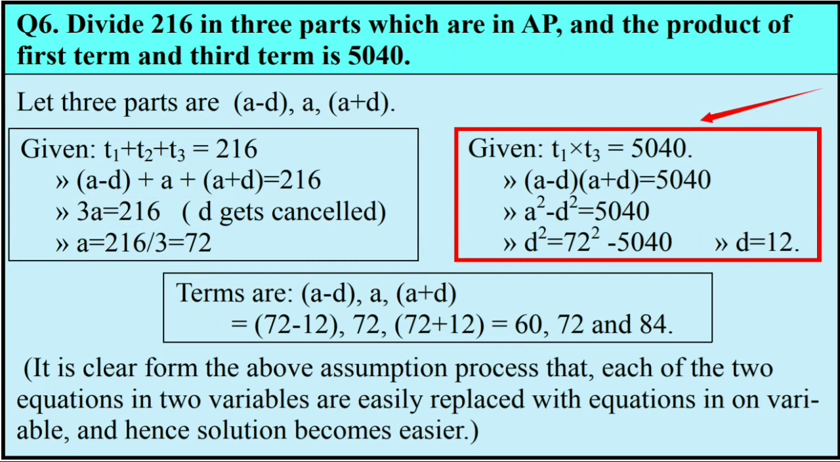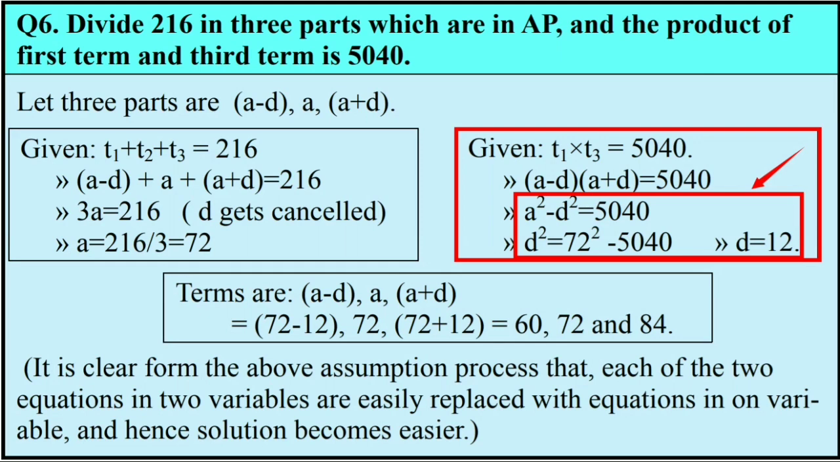The second statement of the question says that the product of the first term and third term is 5040. Hence, according to the question, T1 multiplied by T3 is equal to 5040. In the next step, according to the assumption, T1 is replaced with A minus D and T3 is replaced with A plus D in the equation. Now observe the remaining statements of the solution.